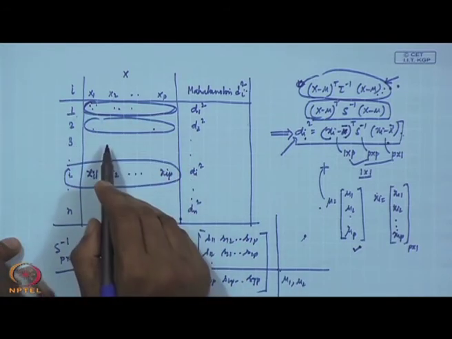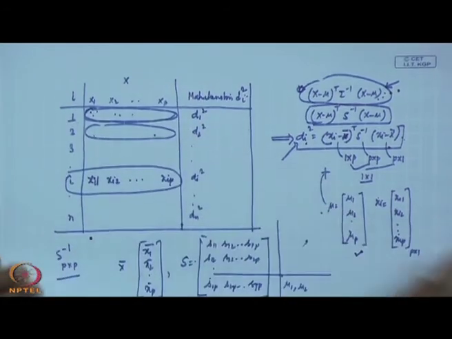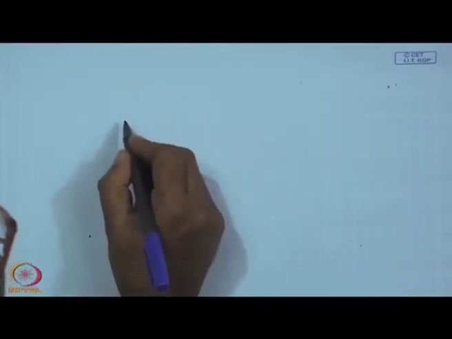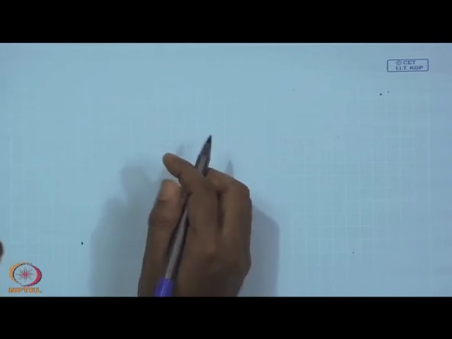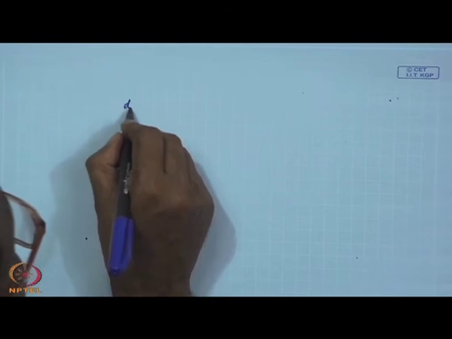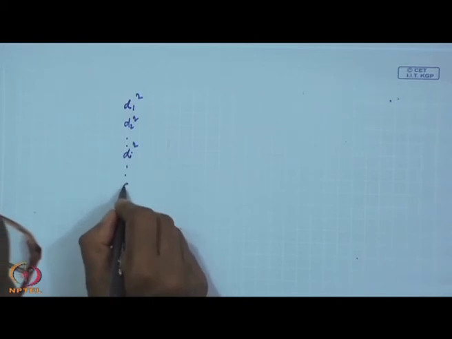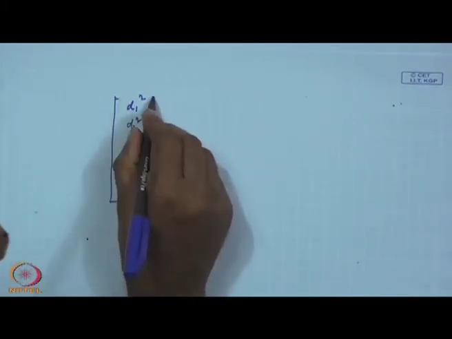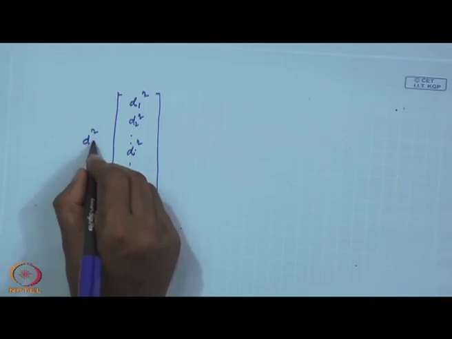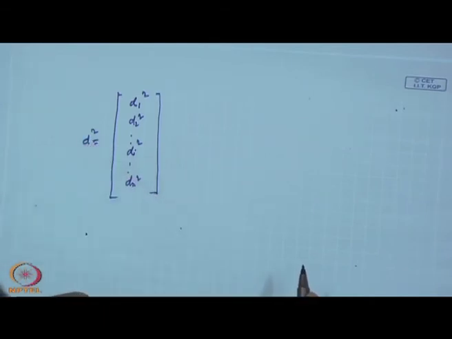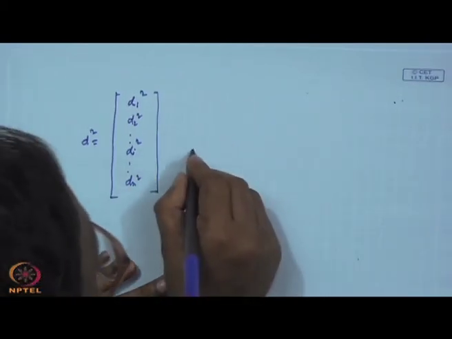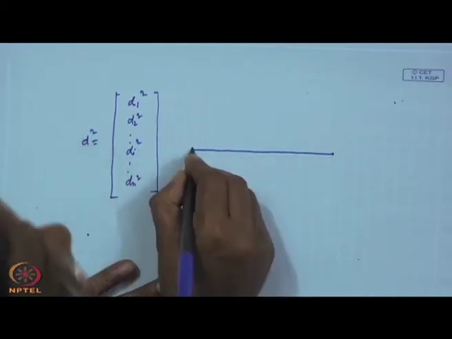Now, from a set of multivariate observations, you calculated the distance, and finally, you got a data matrix like this: d 1 square, d 2 square, d i square, then d n square. That is the data you got, and this one I am saying is my d square matrix. So, what you require to do now is find out the quantiles.